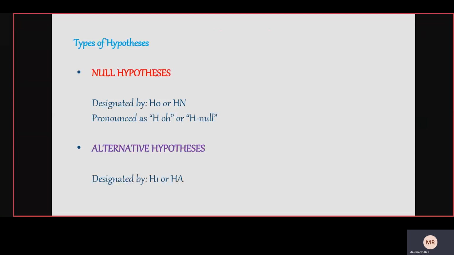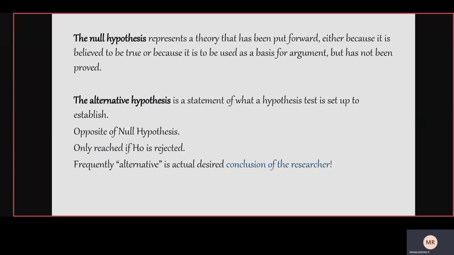And next, the null hypothesis. We can describe it in a brief manner. It represents a theory that has been put forward either because it is believed to be true, or because it is to be used as a basis for argument, but has not been proved. The null hypothesis is a very major part of hypothesis testing, and the alternative hypothesis is a statement of what the hypothesis test is set up to establish. It is the opposite of the null hypothesis, only reached if H0 is rejected.